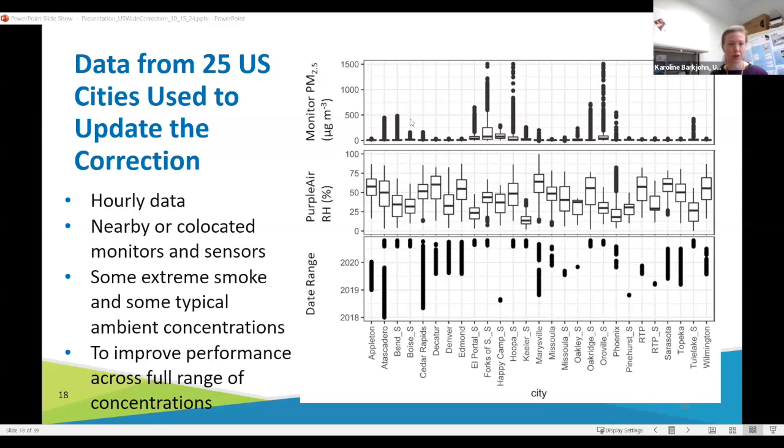And so this plot just shows you on the top here, multiple sites hitting 500 micrograms per meter cubed. So very high concentrations, a range of relative humidity, and a range of dates, some just short deployments and some longer term.